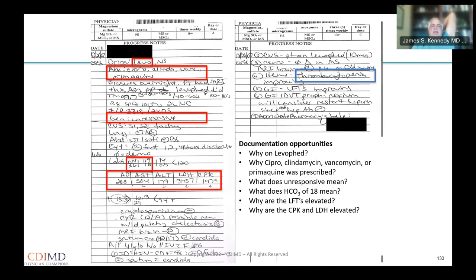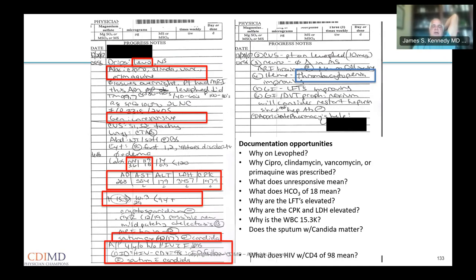With the CPK and LDH being elevated, is there a rhabdomyolysis going on or a critical illness myopathy? The white count goes again with the patient being septic. That would go with the fever. Is the sputum with Candida a colonization? More than likely. About the only way to make the diagnosis of Candida pneumonia is to do an open lung biopsy. Can't really trust sputums with Candida in it.